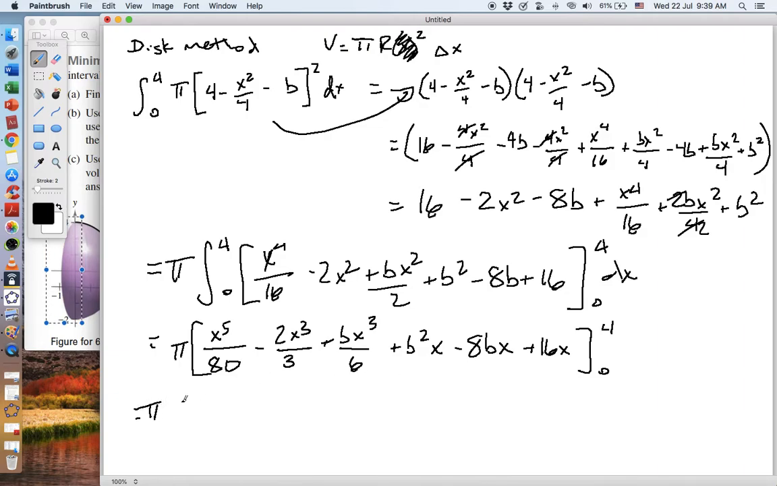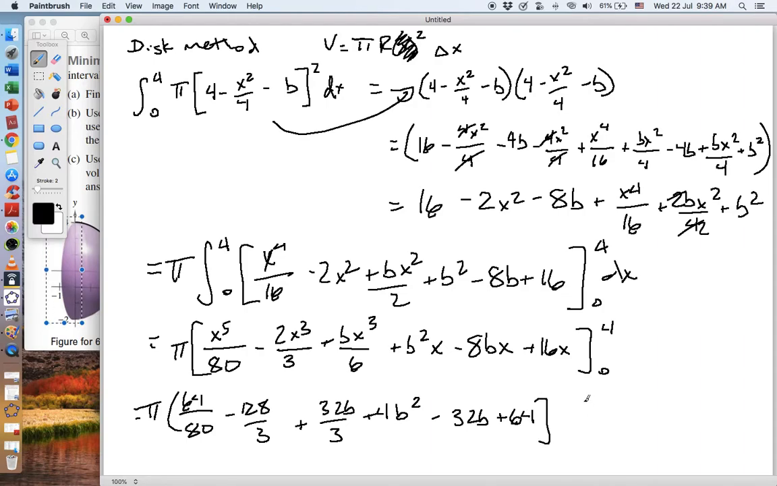And we get pi times, taking 4 up top, x to the 5th, we get 64. 64 over 80 minus 128 over 3 plus 32b over 3 plus 4b squared minus 32b plus 64. And simplify, we get pi times 4b squared minus 64b over 3 plus 512 over 15.